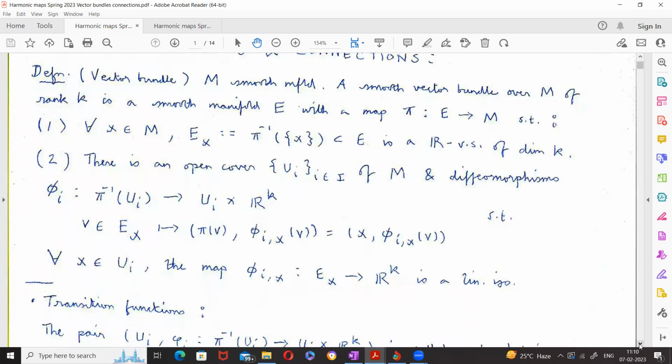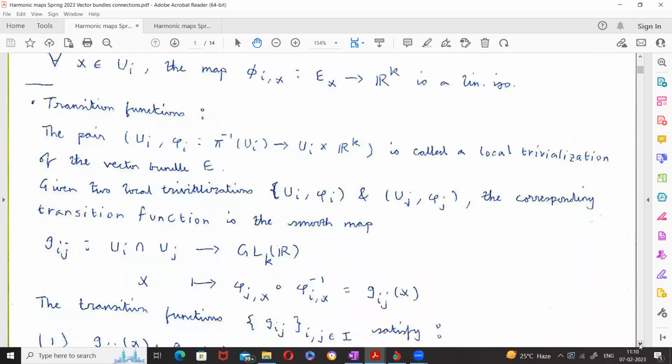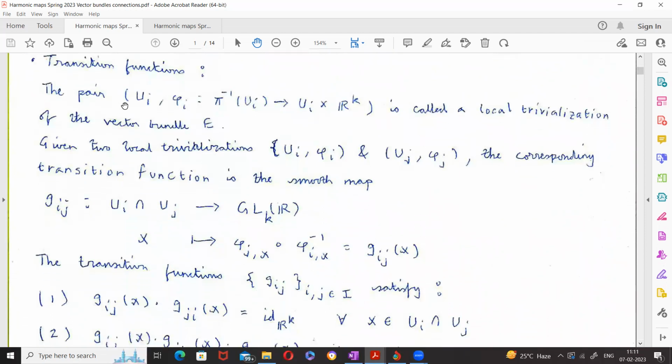Now, once you have this local triviality, in fact it turns out that any vector bundle can be obtained from product vector bundles, so trivial bundles, defined over open sets, by gluing together by certain maps called transition functions. So first of all, this pair U_i, comma, this diffeomorphism phi_i from pi inverse U_i to U_i cross R^k, will be called a local trivialization of the vector bundle E.